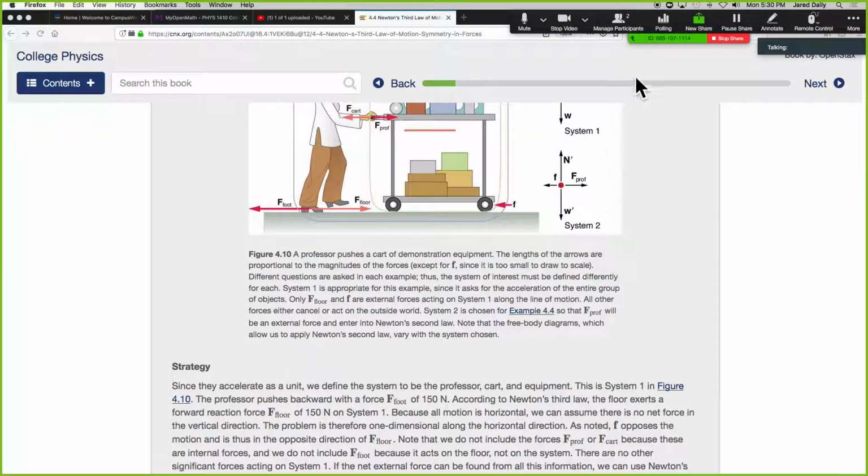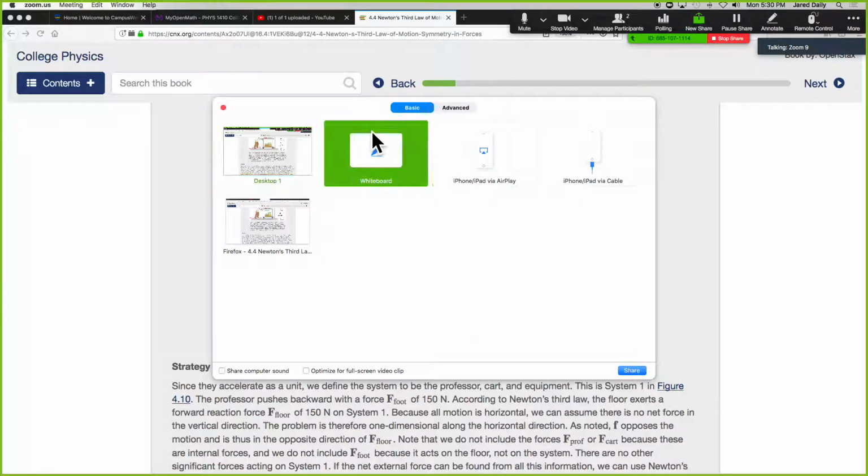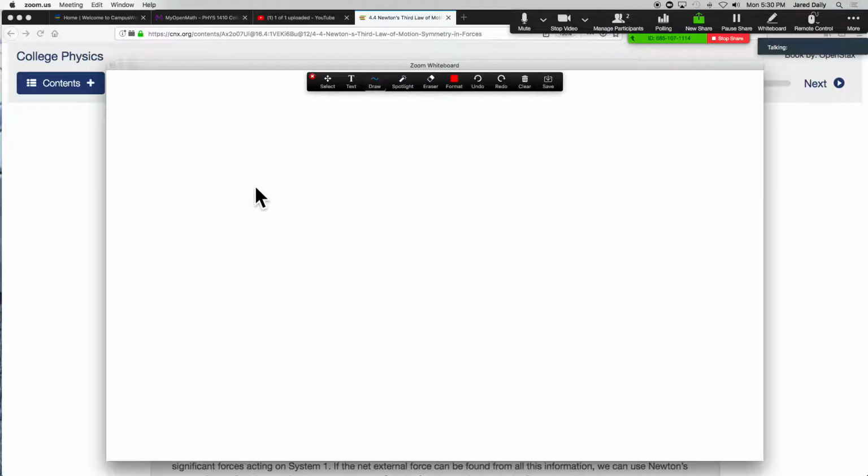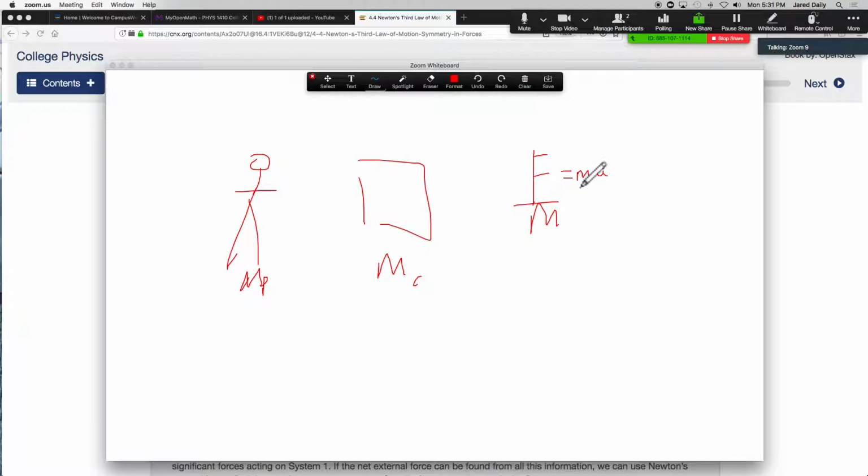The way it would look like is this. Let's do this really quick. So we have the mass of the professor, and the mass of the cart. And in each situation, the acceleration is the same. So we're going to solve force equals mass times acceleration for the acceleration by dividing by the mass on both sides, right? So acceleration equals force over mass now.